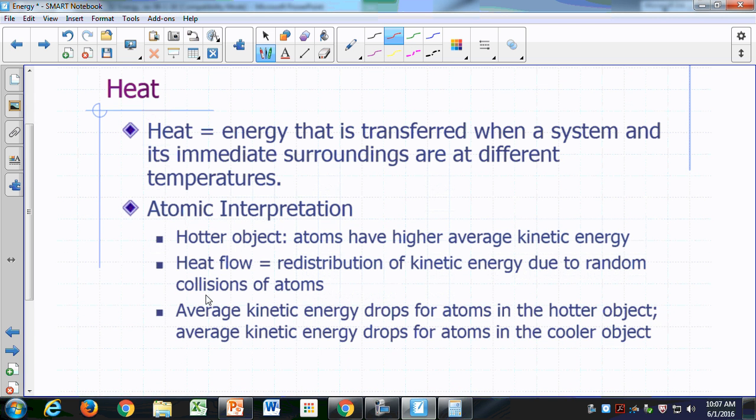Okay, so now let's see the difference between those terms and the term heat. The precise definition of heat is that it's actually the energy that you transfer when you put something hot in contact with something cold. So it's energy that is transferred between a system and its immediate surroundings when they happen to be at different temperatures.